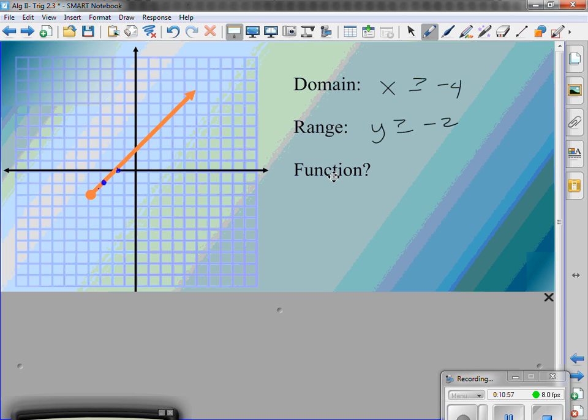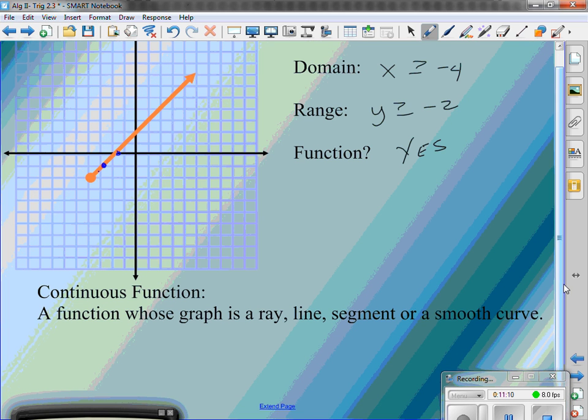Is this a function? Can I draw straight lines and never connect? Yes, this is a function. This is called a continuous function. A continuous function, you're going to have a ray, a line, a segment, or a smooth curve. We're going to be dealing with a lot of these.